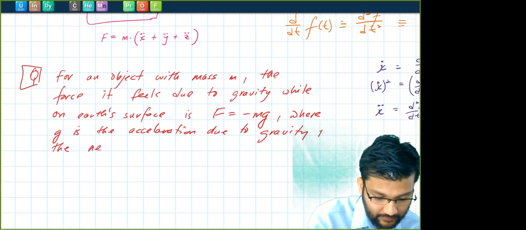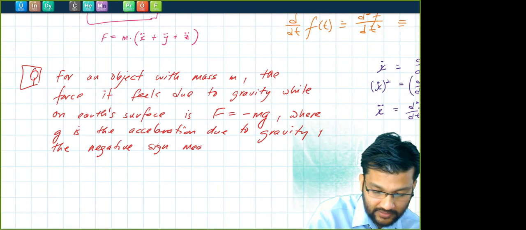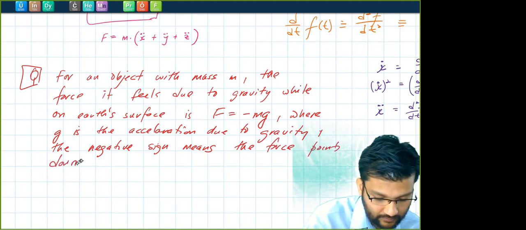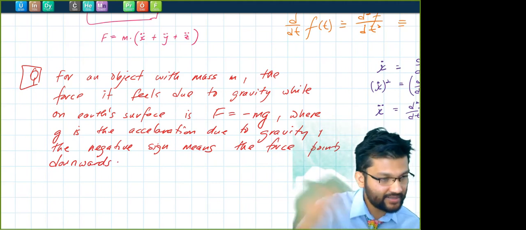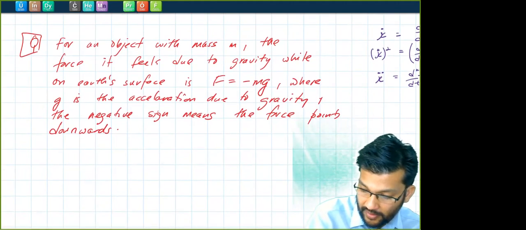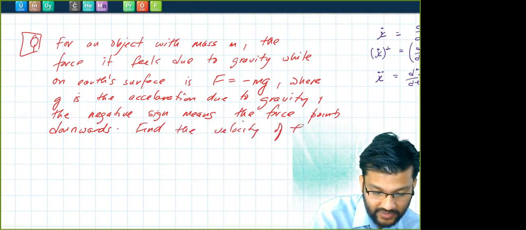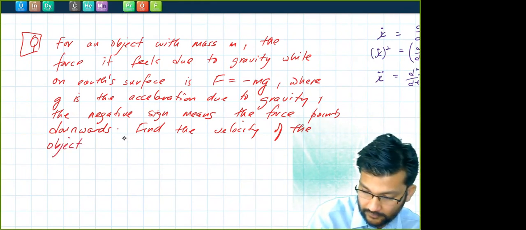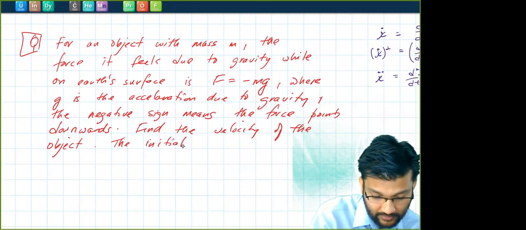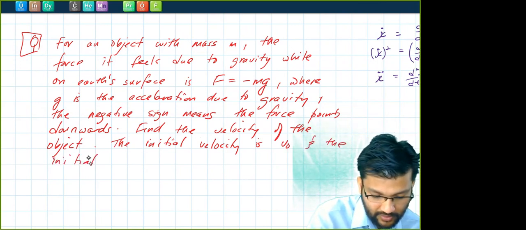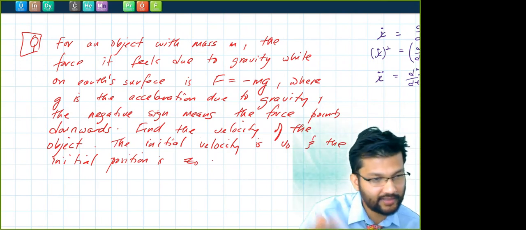The negative sign means the force points downwards, right? So positive, in this example, is going to mean upwards, negative is going to mean downwards. Find the velocity of the object, and it tells us that the initial velocity is v0 and the initial position is, we'll call it z0. So we're going to go on the z-axis, not the x-axis.